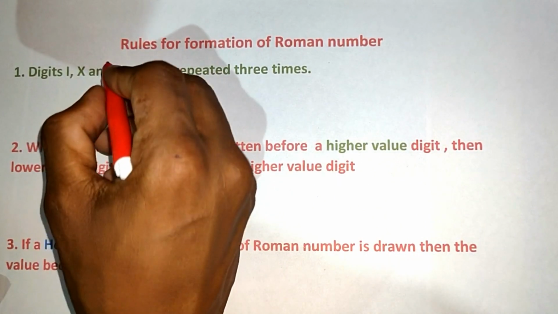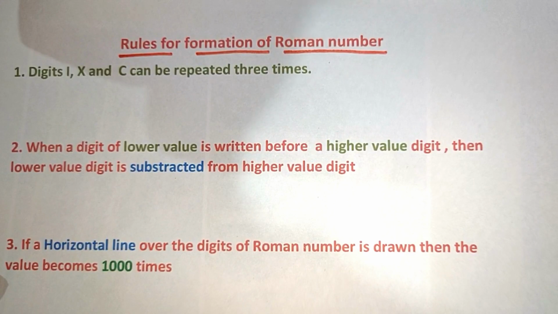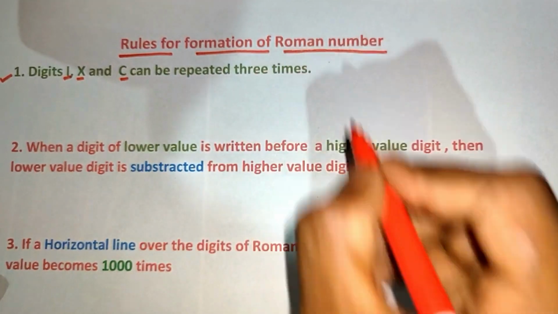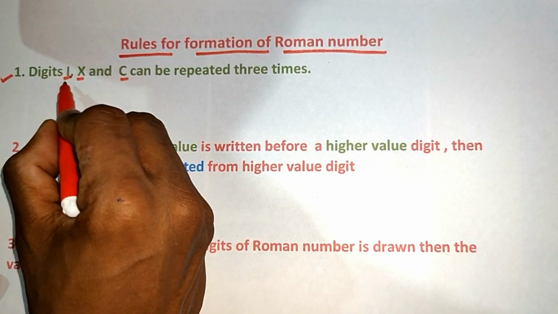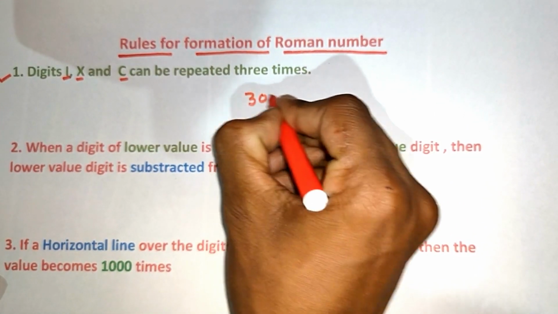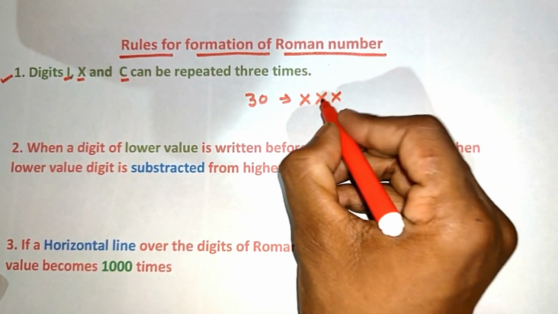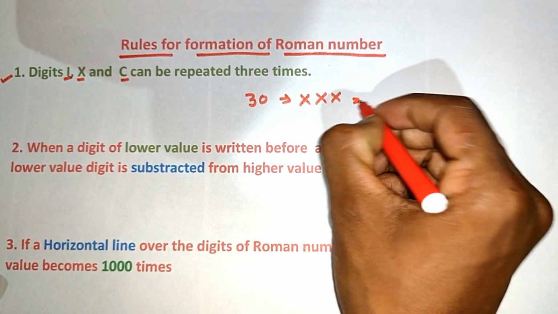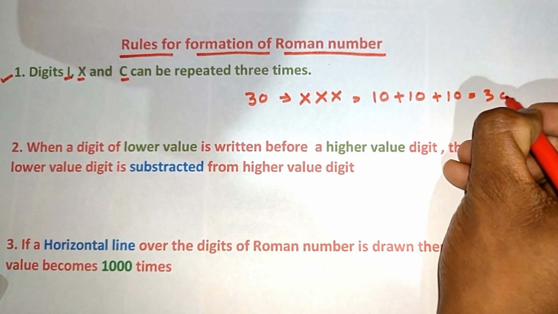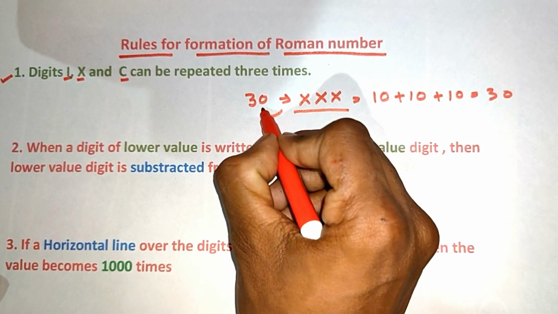Now we will talk about the rules for the formation of Roman numbers. How can you write a Roman number? Rule 1 is that the symbols I, X and C can be repeated up to 3 times. Suppose I am writing 30. So I can write 10, 10 and 10, that is X, X, X, because X represents 10, plus 10, plus 10. So it will be 30. So this is how we can write X 3 times to represent 30.